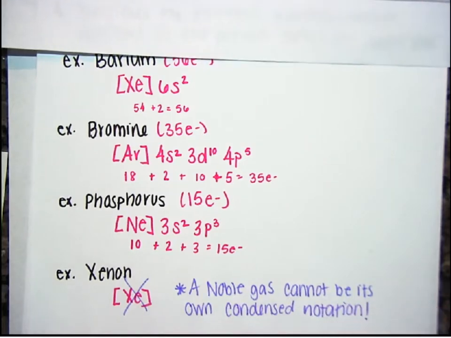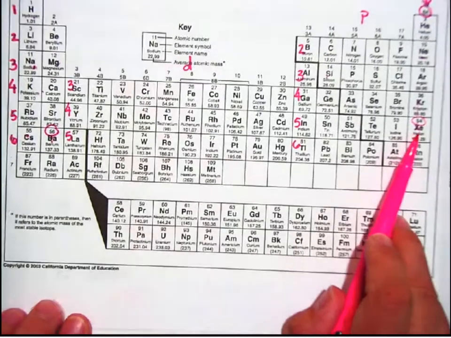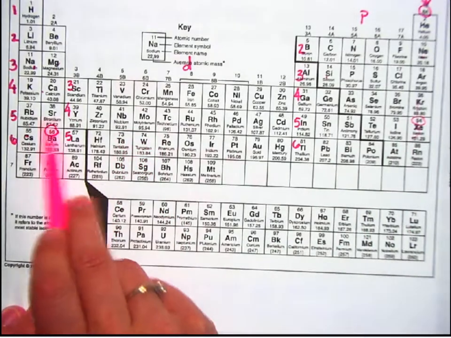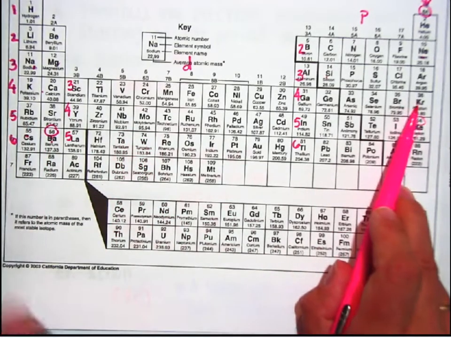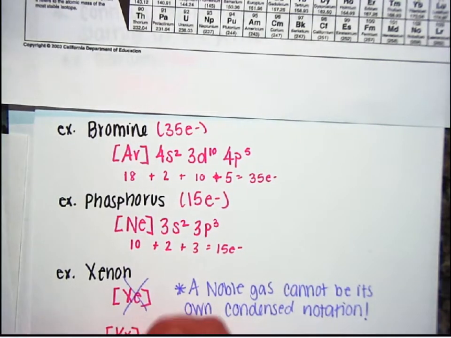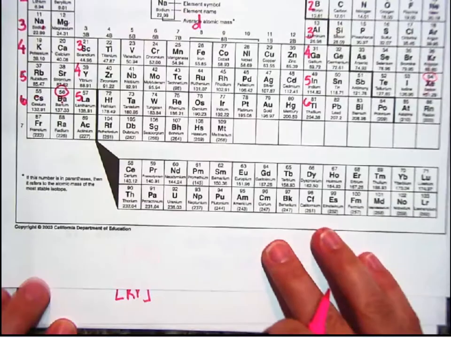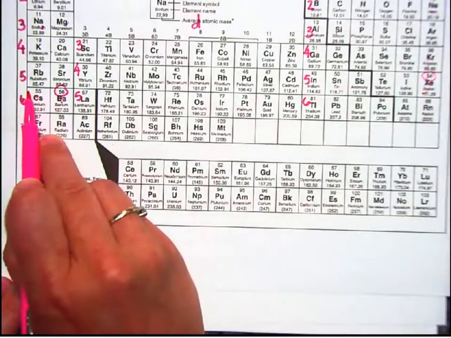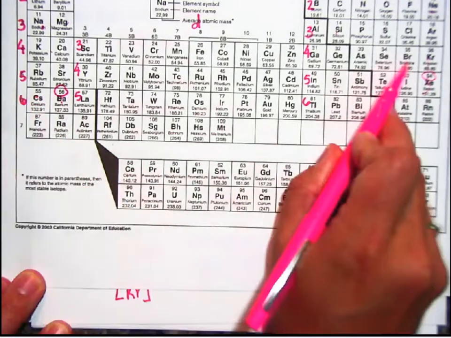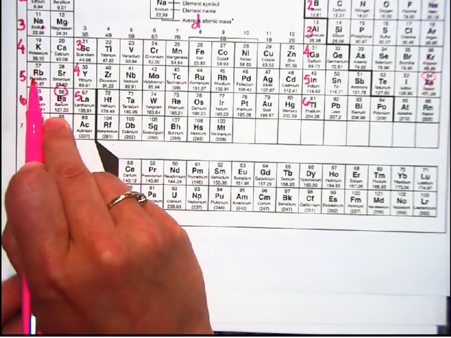But that doesn't mean you need to write it out longhand. You don't need to write it starting at 1s2. We could still follow the same rules. Find xenon on the periodic table, go backwards, decrease in atomic number until you get to a noble gas. Put that noble gas in brackets. Start at the period after the noble gas, which is 5. This is the S block. S can hold 1, 2.